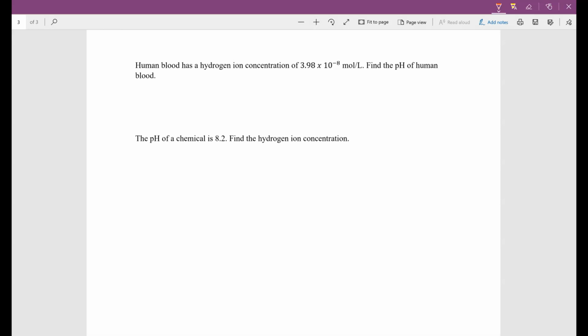So we know that the pH is just going to be equal to the negative log of the H plus. And we know what the H plus is in this case, which is going to be this guy. So this is going to be equal to the negative logarithm, and it's in base 10 because there's no base. So you're going to have 3.98 times 10 to the negative 8. So now all you really have to do is plug this into your calculator.